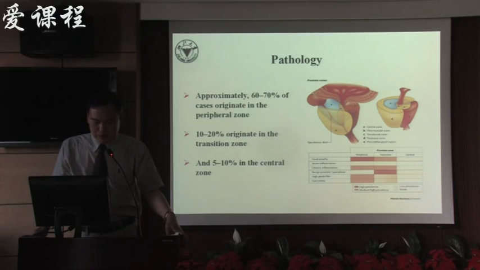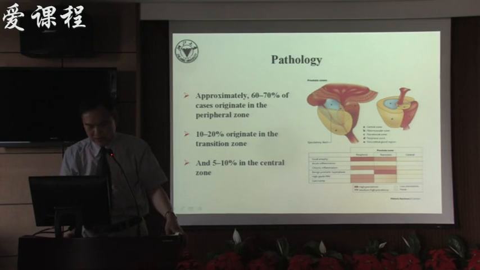Approximately 60 to 70% of prostate cancers originate in the peripheral zone, and 10 to 20% originate in the transitional zone. And finally, 5 to 10% in the central zone.